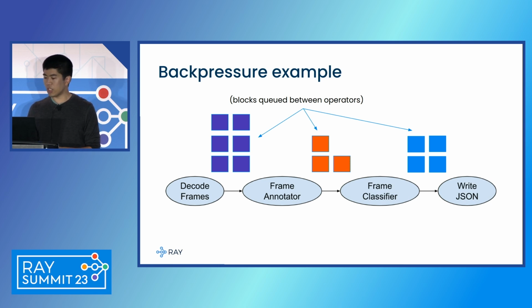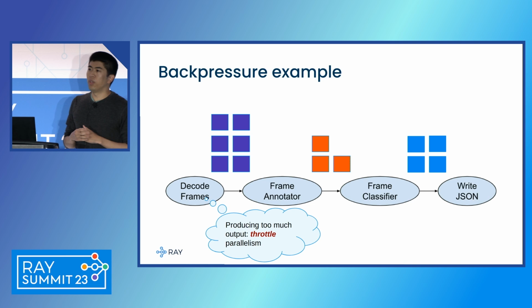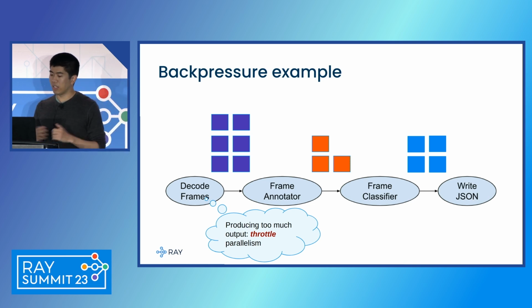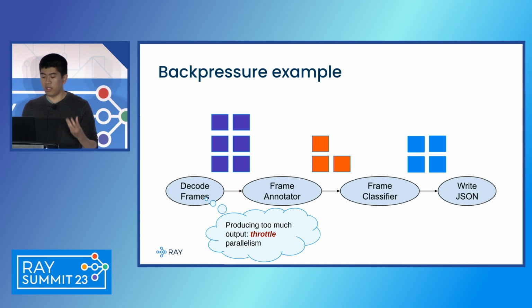As the job runs, you have these queues between the operators of various sizes. And Ray Data needs to decide what it's going to do to schedule the next unit of work given the current state. Looking at this pipeline, you can see that the queue between the decode and frame annotation is the largest. So this is probably telling you that the decode frames operator is producing output faster than the downstream pipeline can consume. So the right action for Ray Data is to throttle this operator, which means reducing the number of active tasks running here.